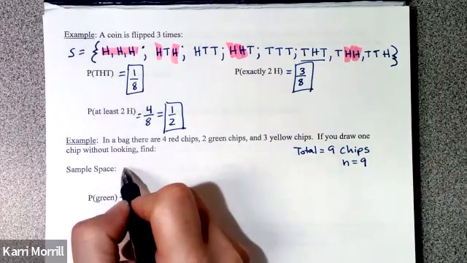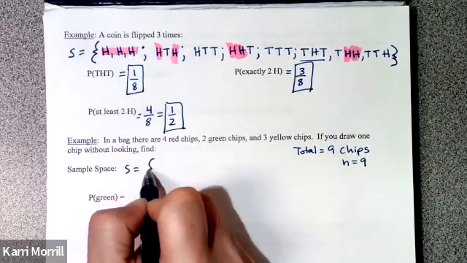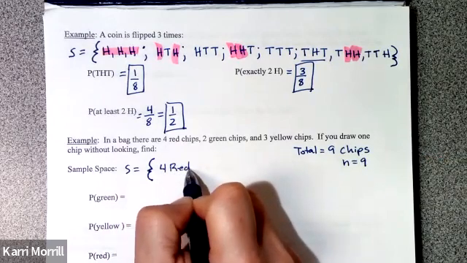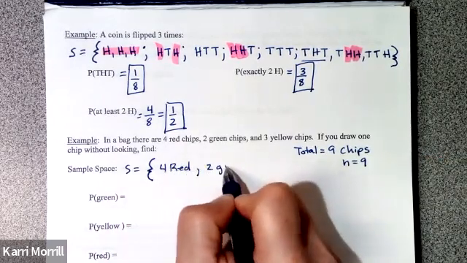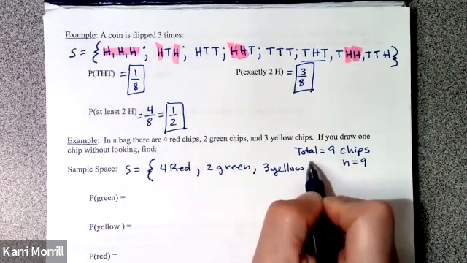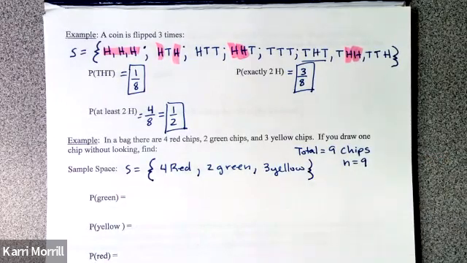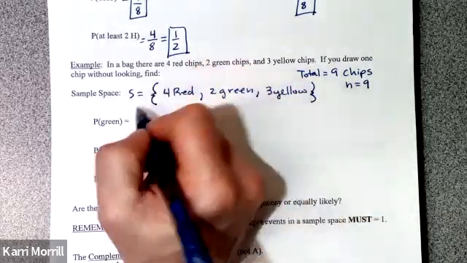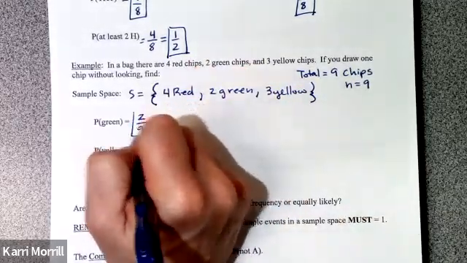Our sample space, though, you'll have to identify in the way of saying there are 4 red, there are 2 green, and there are 3 yellow. Because you're not going to want to write red 4 times and green 2 times and yellow 3 times. So the chances of getting green, there are 2 in the bag that are green, so 2 out of 9.